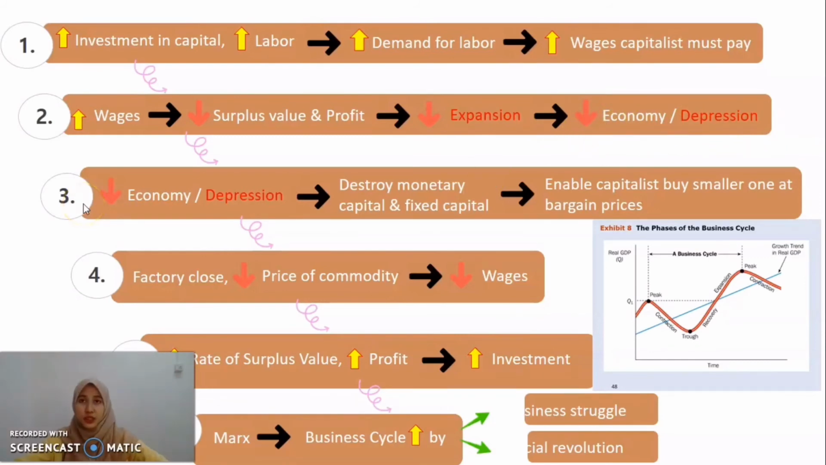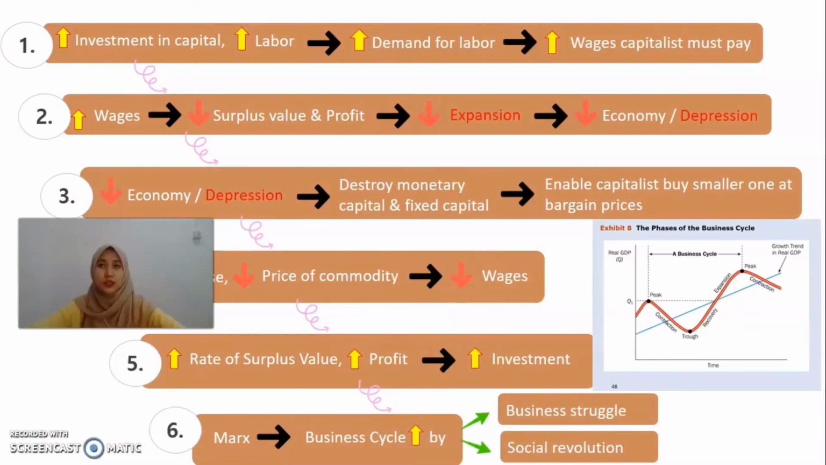Number 3, the depression destroys monetary capital and fixed capital. So it enables capitalists to buy smaller ones at a bargain price. Number 4, when capitalists are able to buy smaller ones at a bargain price, factories become closed and the price of commodities decreases and it will lead to a decrease in wages. Number 5, the rate of surplus value will be increased and thus restore profit and thus the investment increases again. So number 6, according to Marx, each business cycle is of greater magnitude than the previous one. So you see here, the peak is higher than the previous peak. This condition can be achieved, according to Marx, with first, business struggle and second, social revolution.